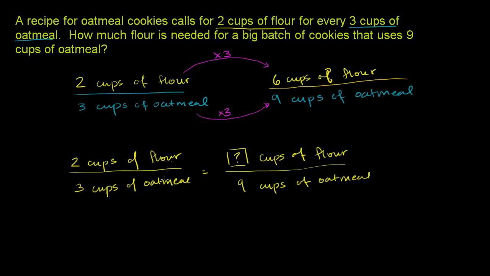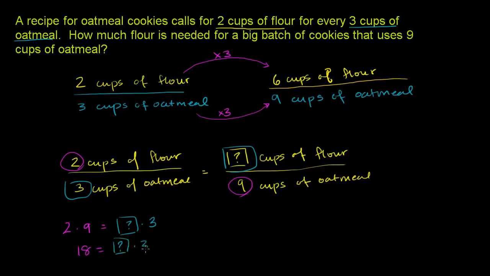In cross multiplication, whenever you have a proportion set up like this, people will multiply the diagonals. So you'll say that 2 times 9 must be equal to question mark times 3, whatever's in this question mark, the number of cups of flour, times 3. So we get 18 is equal to whatever our question mark was, times 3. The number of cups of flour we need to use times 3 needs to be equal to 18. What times 3 is equal to 18?